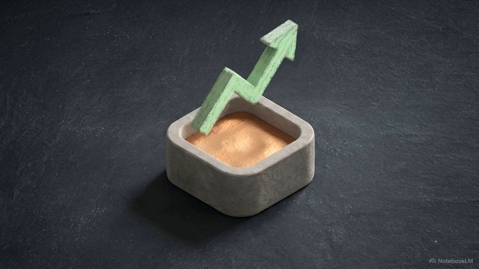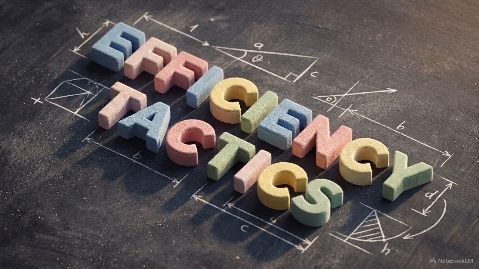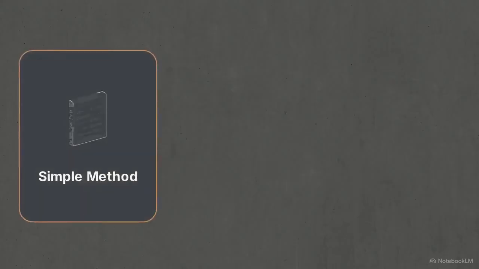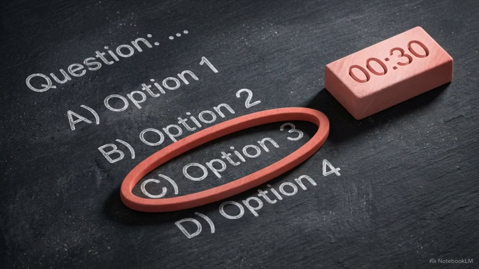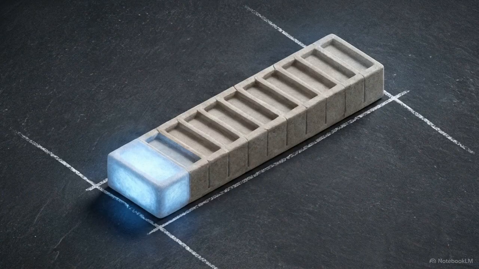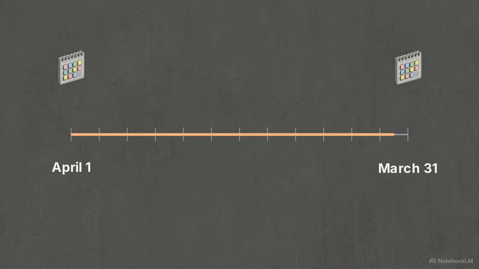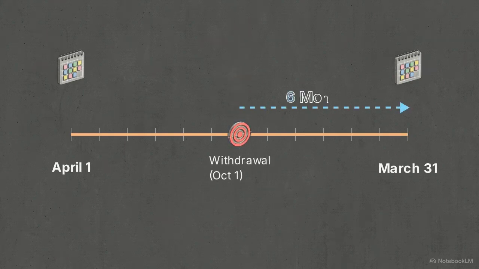To keep the partnership equitable, the firm calculates exactly how much that capital would have earned if it had stayed in the business. Today, we will master 3 distinct ways to calculate that cost: the simple method, the product method, and the shortcut method. By the end, you will be able to identify the most efficient path for any withdrawal scenario an exam presents. To ensure accuracy, we must establish a temporal baseline. In these problems, the standard financial year runs strictly from April 1st to March 31st. Every calculation depends on the number of months between the withdrawal date and that March 31st closing.